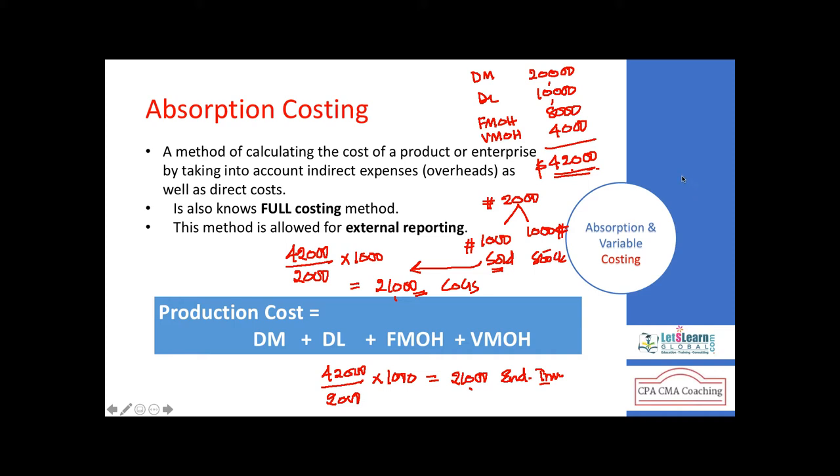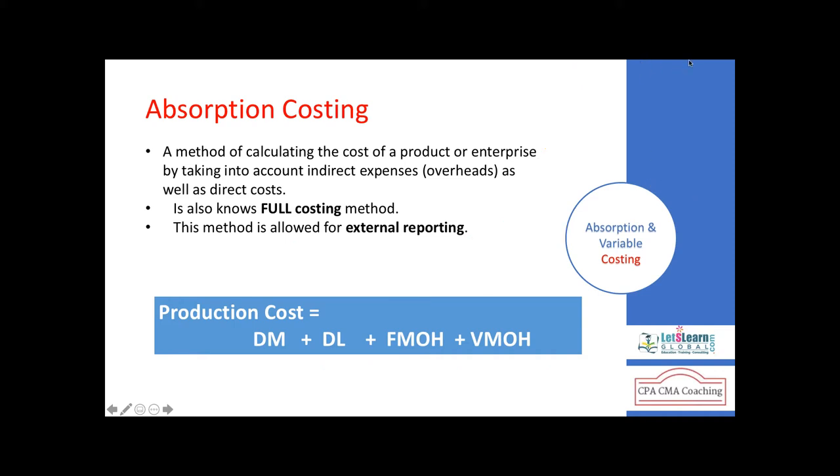What is the ending inventory? 1,000 units, right? So divided by the total number of units produced, multiplied by 1,000 units in the stock. So you have $21,000 closing inventory, ending inventory. Okay, so this cost of goods sold is going to be reduced from your sales to get the gross profit, and deduct your admin, selling and distribution expenses to get what? The operating profit, I mean.